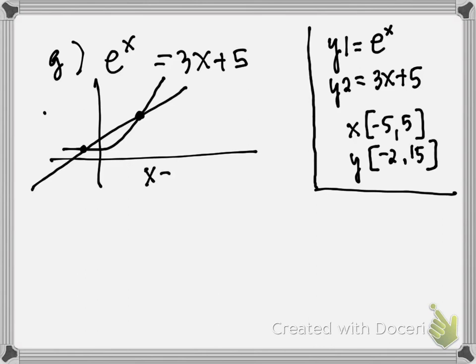The x values are negative 1.599 for this one here, the one on the negative side, and the other one is 2.534, this other point here.